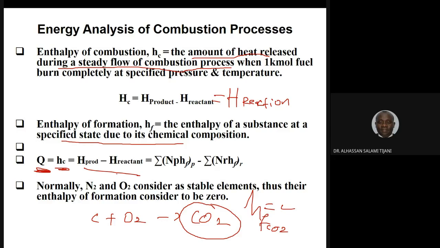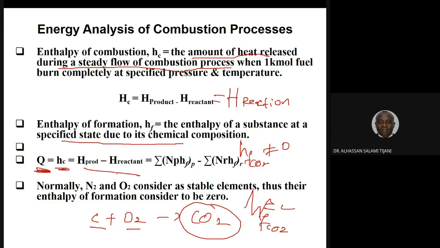Normally nitrogen and oxygen are considered as stable elements because the enthalpy of formation is considered to be 0. And it is true. Here we combine carbon and oxygen to form carbon dioxide, so carbon dioxide is formed from carbon and oxygen. Its enthalpy of formation is never equal to 0. The enthalpy of formation of carbon dioxide is never equal to 0.